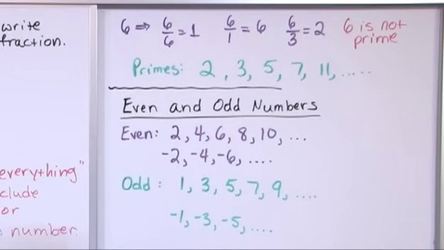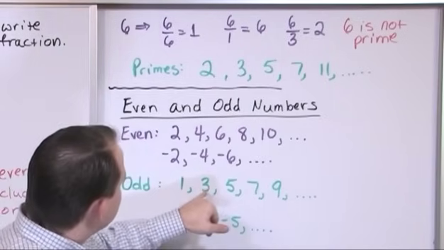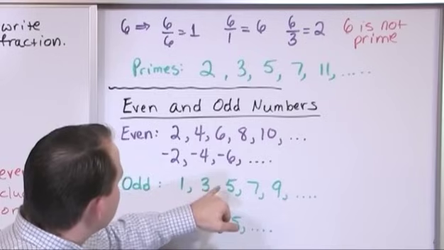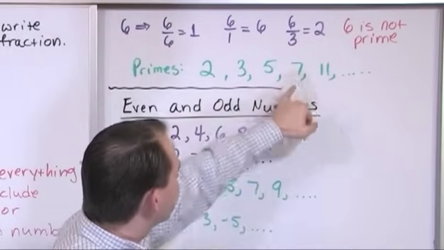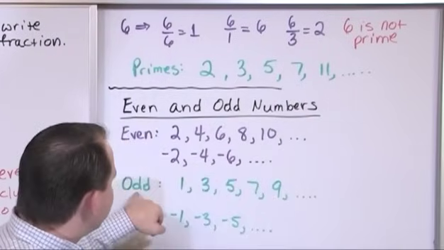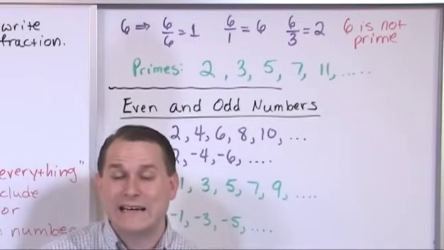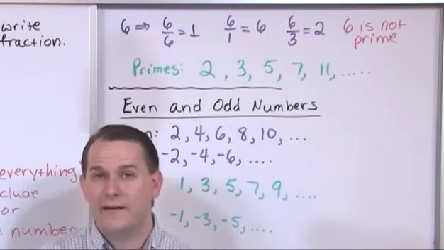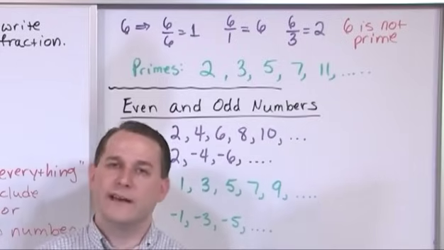Now, one thing I want to show you real quick. If you look at these, 3 is a prime number because you have it listed here. 5 is a prime number. You have it listed here. 7 is a prime number. You have it listed here. 9 happens to be odd, but it's not a prime number, and that's because 9 can be divided by 3. It can be divided by something other than itself and the number 1. So it's not a prime number.